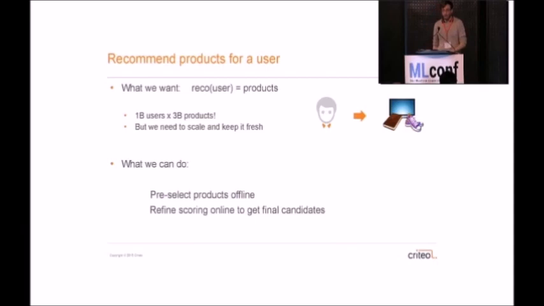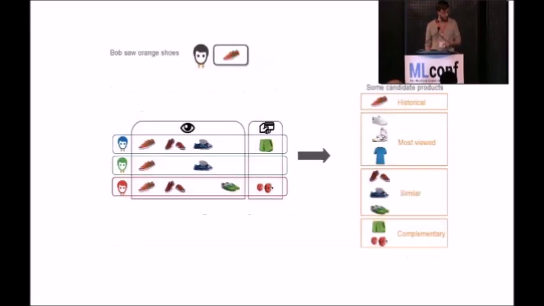So one thing we can do, and that we actually do, is to pre-select products offline, and then to have a more fine-grained machine learning model to do the final scoring online. So every time we receive a request, we cannot go through the whole catalog to find the best products. So we will have some candidates that will be pre-computed and put in memcache, and then we can just score them using a machine learning model online for every request.